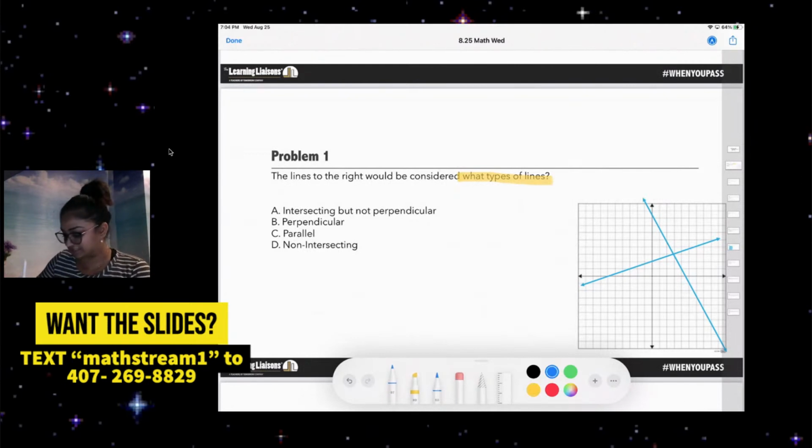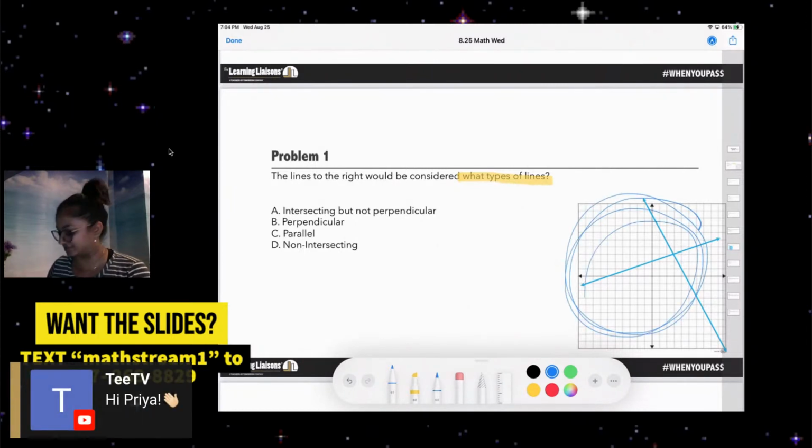The answers tell us A, they're intersecting but not perpendicular. B, they're perpendicular. C, they're parallel. And D, they're non-intersecting. If that doesn't make any sense to you, then the answers aren't going to help you. So let's start off with some definitions before we come over here and start looking at this graph.